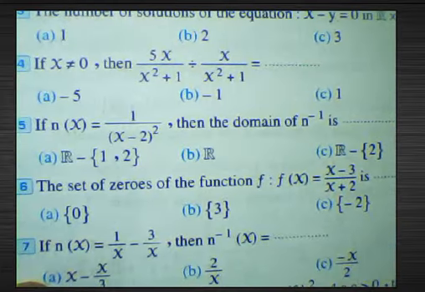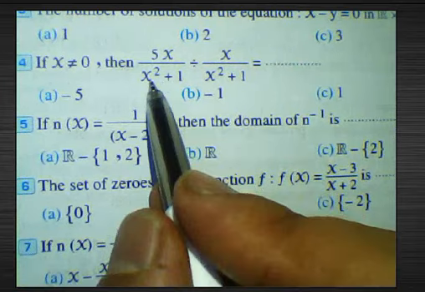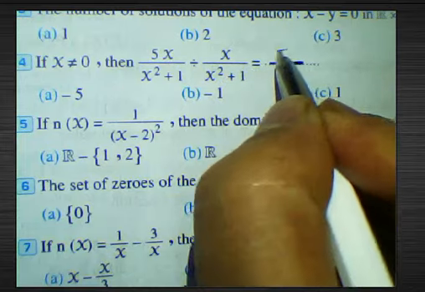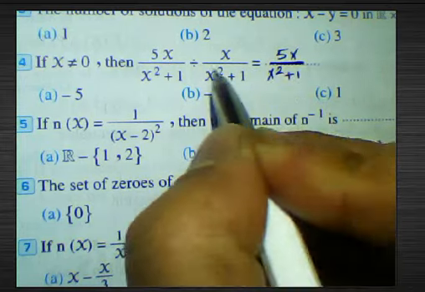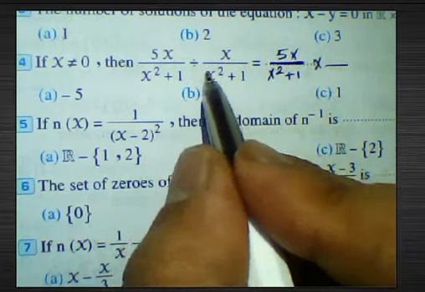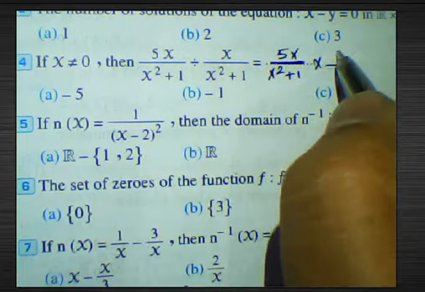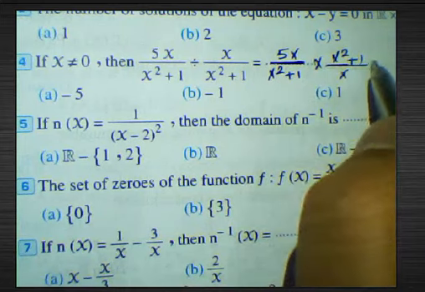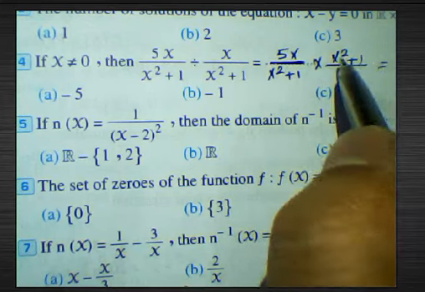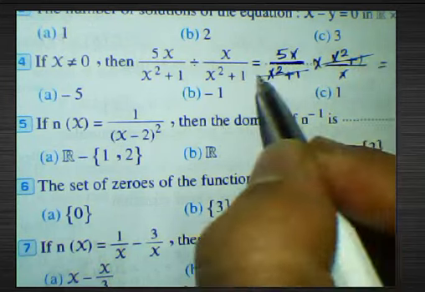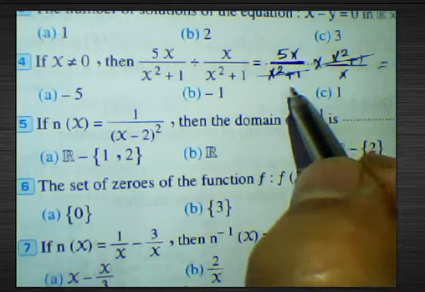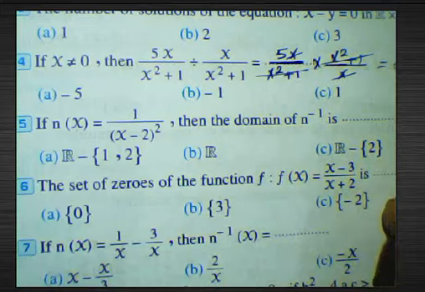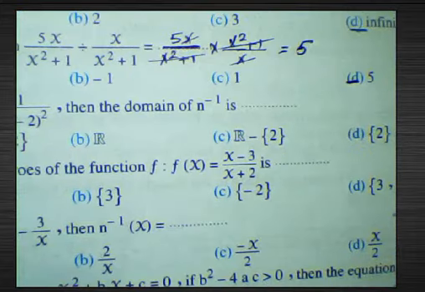Look at question number 4. If x not equal 0, then 5x over (x squared plus 1) divided by x over (x squared plus 1) equals. We can write 5x over (x squared plus 1) and convert from division to multiplication, taking the inverse of the second fraction, (x squared plus 1) over x. Then we can complete the example by simplifying. (x squared plus 1) over the same expression will be 1. We can cancel it, and x divided by x equals 1. 1 times 5 equals 5. So the simplest form here will be 5.